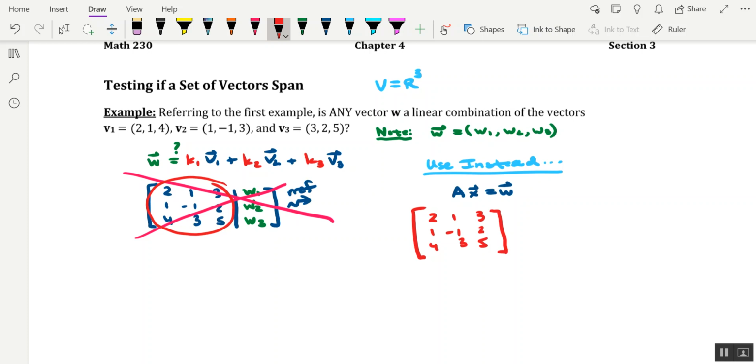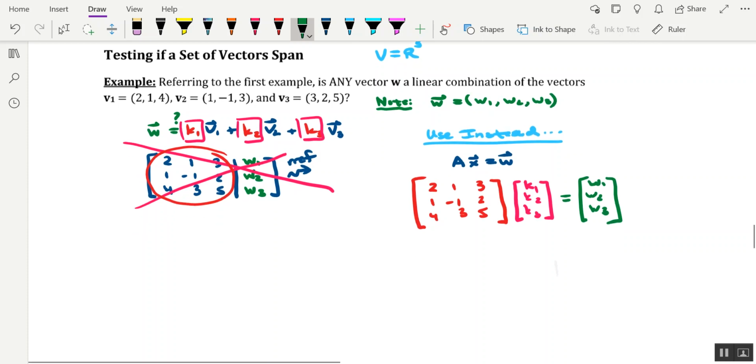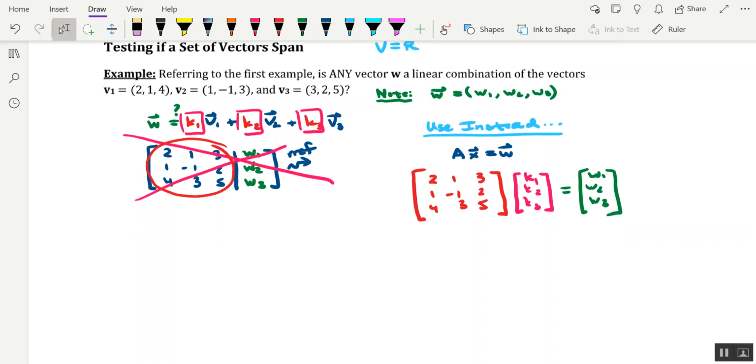As for the vector X, that's going to be a column vector corresponding to what we're trying to solve for. And what we're trying to solve for here are the scalars k1, k2, and k3. That's what we're trying to solve for when we're expressing a vector as a linear combo. And the constant matrix on the right-hand side would be those specific values of w1, w2, and w3, which we don't have specific values of. But that's okay. What this really all boils down to is whether or not this matrix equation can always be solved.